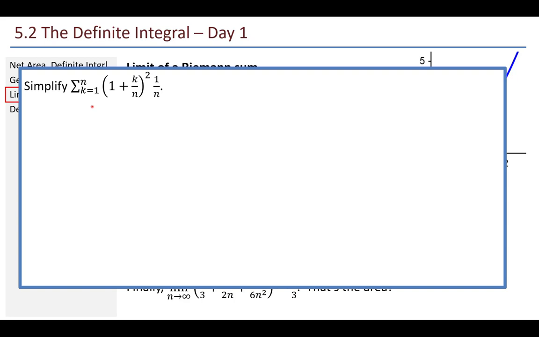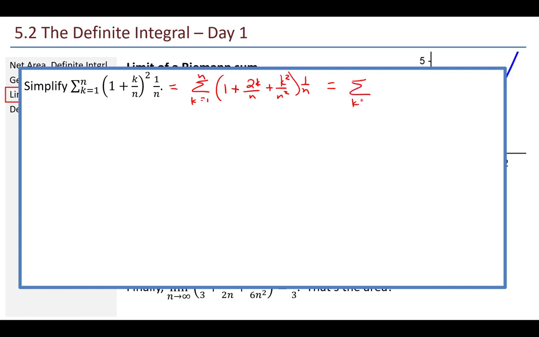I need to simplify this summation. So this equals, I'll expand the binomial there. So the summation k equals 1 to n of 1, and you can just FOIL this out. It looks like we end up with 2k over n plus k squared over n squared, all times 1 over n. And then I can multiply my 1 over n through. I'll distribute the 1 over n.